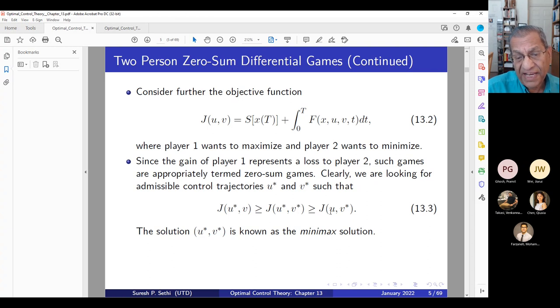The second condition says, this is the equilibrium. And if the first guy changes from U star to U, then he's going to be less than that, but he's going to maximize. So he's going to lose as well. So this equation says that if the first player changes, he loses. The second player changes, he loses. So these two inequalities basically say the minimax solution.